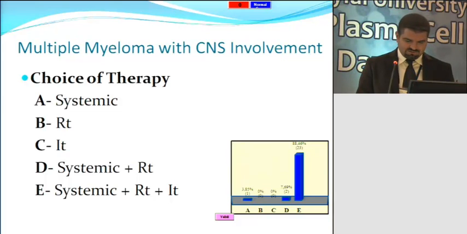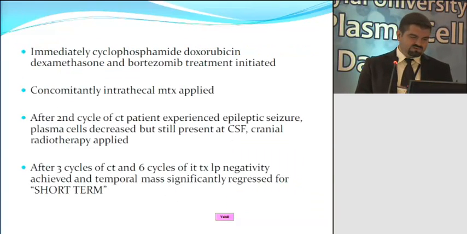Oh, the audience said systemic, radiotherapy and intrathecal therapy. What we did, we immediately started cyclophosphamide, doxorubicin, dexamethasone, and bortezomib treatment. Concomitantly, intrathecal methotrexate applied. After second cycle of chemotherapy, patient experienced epileptic seizure, plasma cells decreased but still present in CSF. Cranial radiotherapy applied. After 3 cycles of chemotherapy, 6 cycles of intrathecal therapy, LP negativity achieved, and temporal mass mildly regressed for short term.